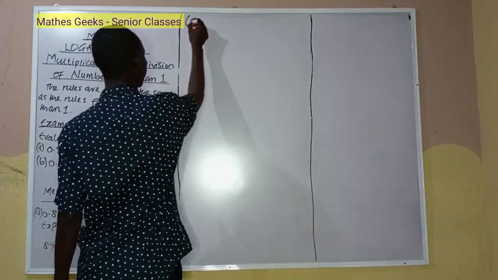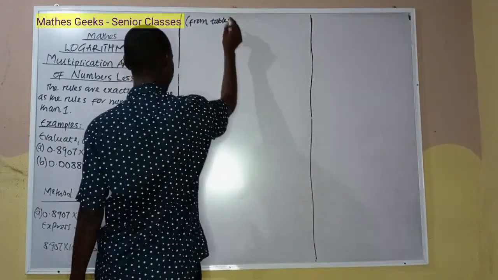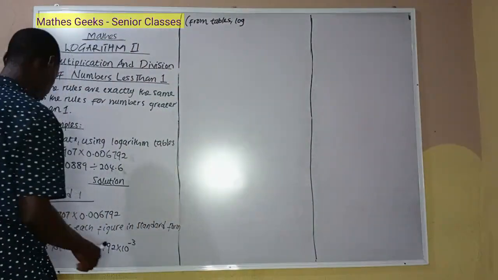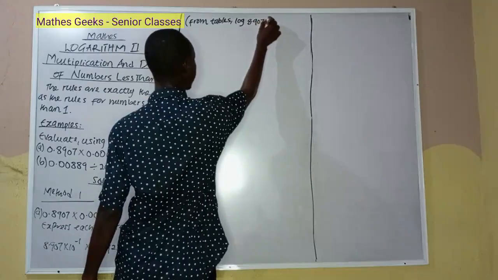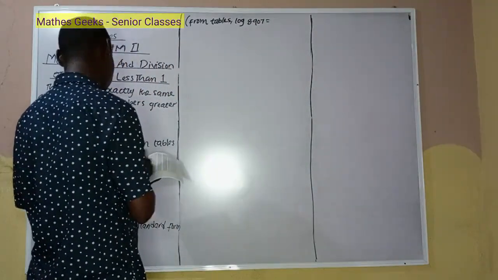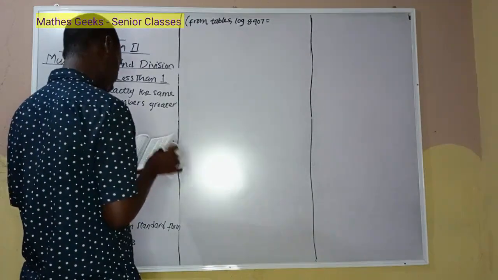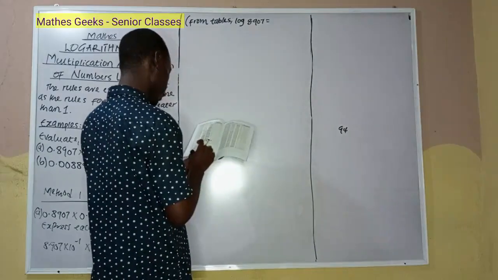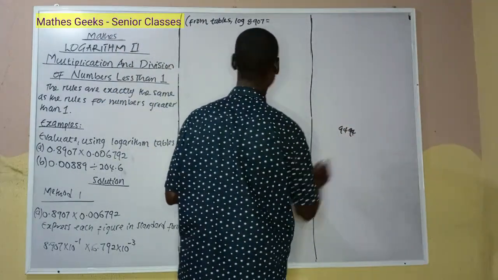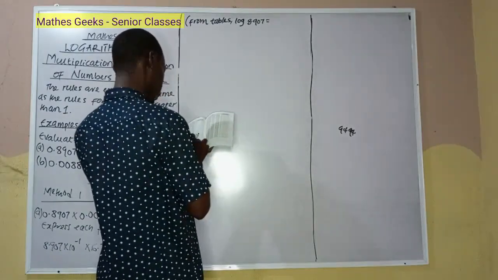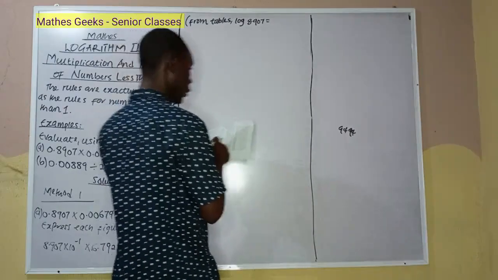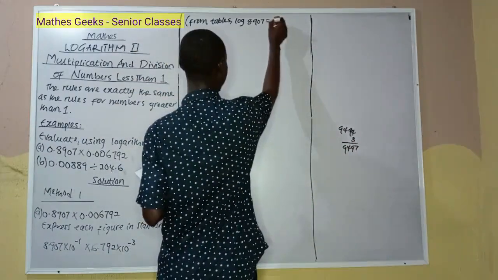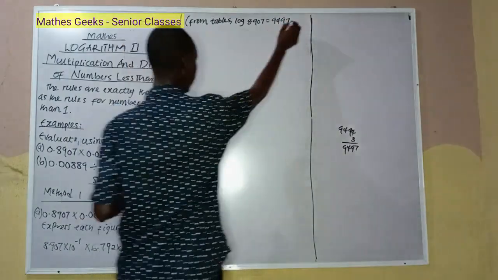So from tables, log 8.907 is equal to log 8.9, that is, 89 under 0, which is 9494. 89 under 0, 9494, difference 7. 9 difference 7 is equal to 3. That's equal to 9497.